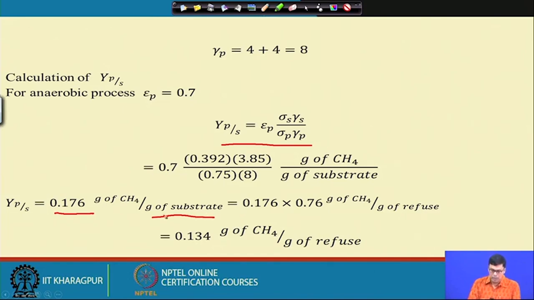Now, when you consider the gram of substrate, this is the organic substrate, but the refuse comprises 76% organic matter, as we have seen. If you consider the actual refuse, the actual biomass, then we have to multiply by 0.76, because 76% is the organic matter present in the biomass. Then we find the methane produced per gram of refuse. Previously it was per gram of substrate; now we can calculate it per gram of refuse. This comes to 0.134 gram of methane per gram of refuse.